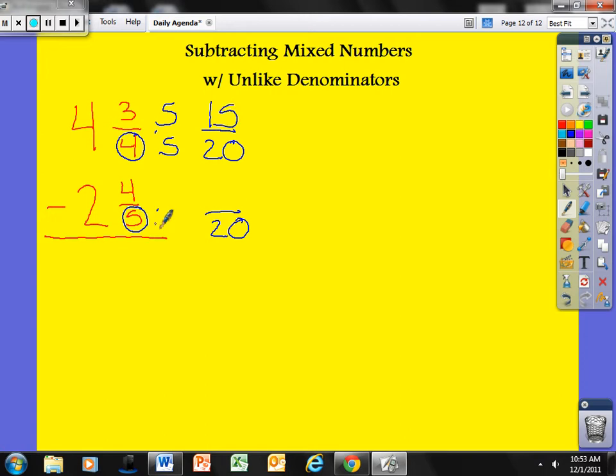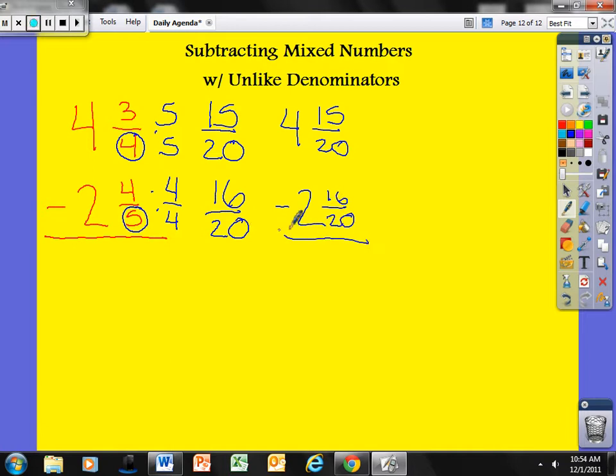I then go here, 5 times what is 20? Or 20 divided by 5 is what? I know it is 4. 4 down here, 4 up here. 4 times 4 is 16. Okay, I'm going to rewrite this. So now I have 4 and 15/20 minus 2 and 16/20.